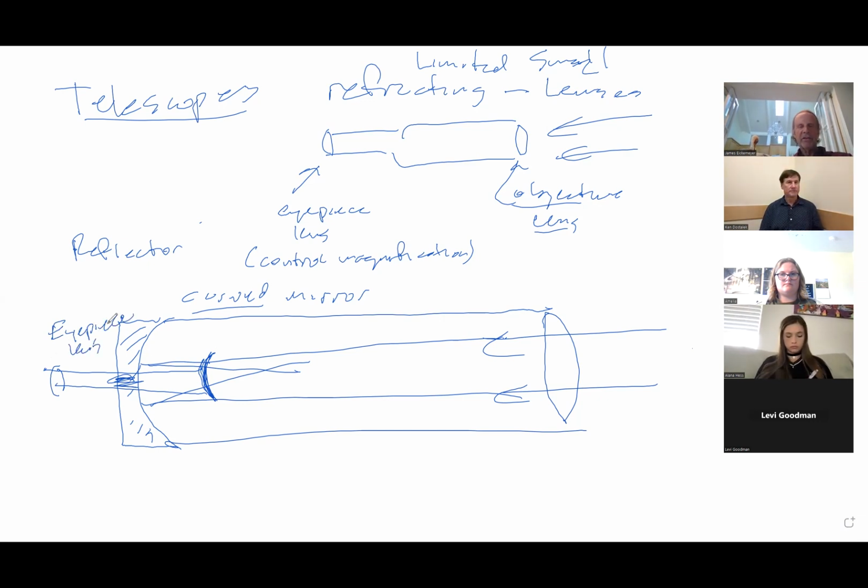Now the advantage of this is that you can make this kind of telescope much larger. With a refracting telescope, if you tried to make it big, like these reflectors, you have the problem of the lens actually bending because of the influence of gravity. And so that would make it inaccurate.